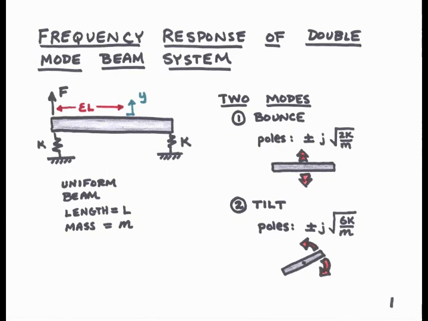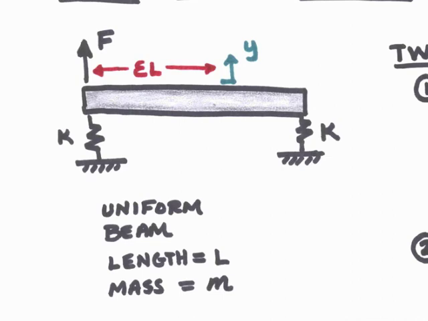Let's recall the situation. We have an input force F acting on the left side of the beam. The beam is supported by two springs, and the output Y is taken at a distance epsilon L from the left end. The length of the beam is L, and the mass is M.